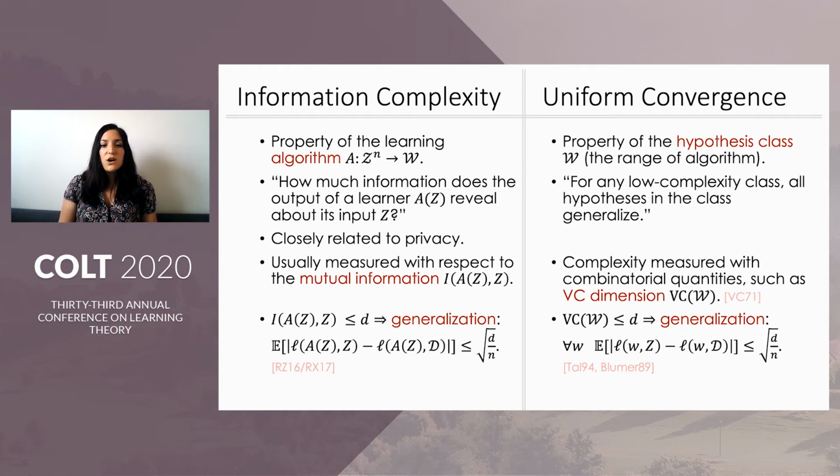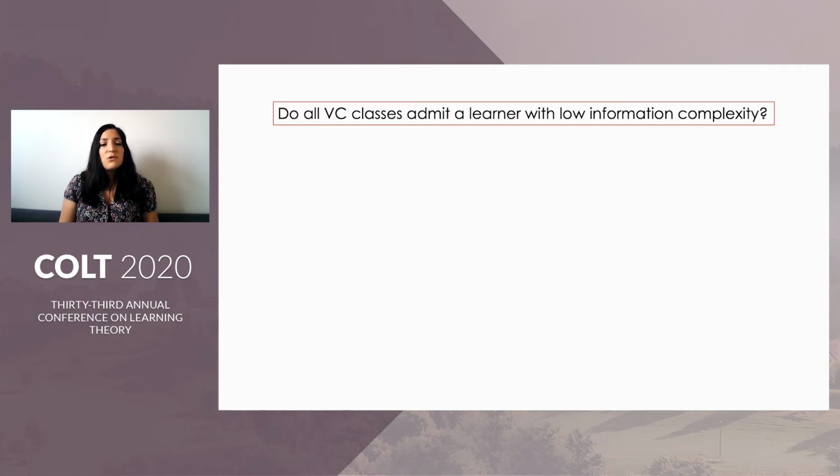So algorithms that are empirical risk minimizers, that is, they return the hypothesis with the minimum loss on the data set, are guaranteed to have true loss at most the minimum loss plus this square root D over N factor. So although we know that any learner for a VC class would generalize well, we also want learners with low information complexity because of their other desirable properties.